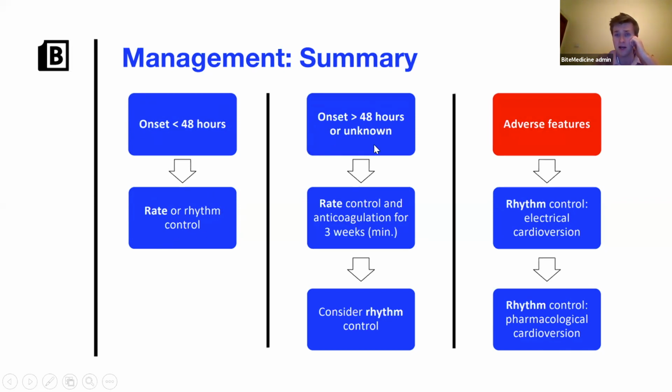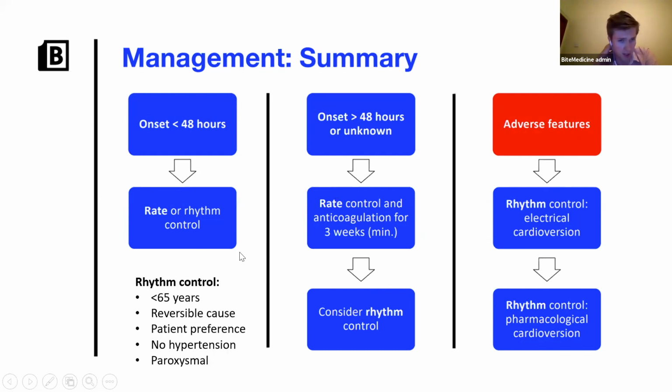If they've had atrial fibrillation for more than 48 hours, or it's unclear how long they've had it, then it's recommended that you go for rate control as well as anticoagulation for a minimum of 3 weeks. Your anticoagulation options are some form of oral anticoagulation like warfarin, or one of the newer direct oral anticoagulants, such as apixaban. Then you may want to consider rhythm control depending on patient preference or certain patient factors. Again, drumming it in: in the presence of adverse features, go for electrical cardioversion.